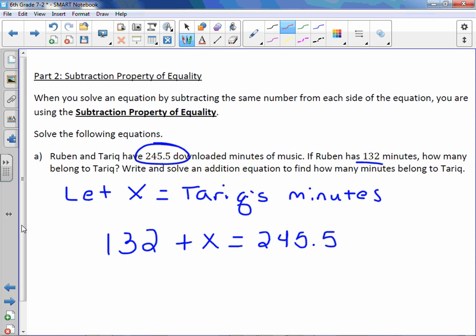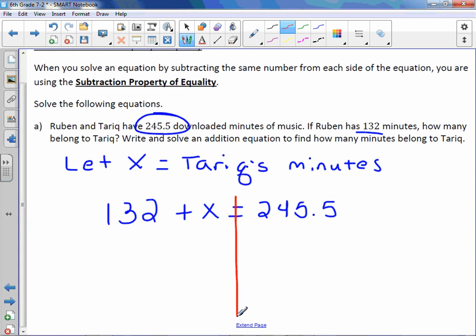Now I can solve it. Draw your line down the equal sign. Find your variable. It's over here. I have a positive 132. To get rid of a positive 132, I'm going to subtract 132 from both sides. Make sure you're lining up the decimals. This really is a whole number, so anything behind the decimal would be 0.